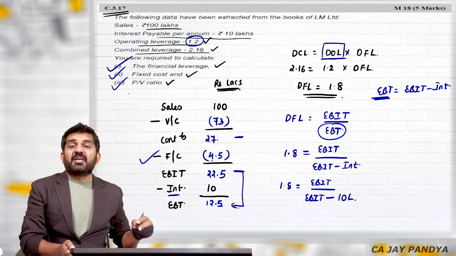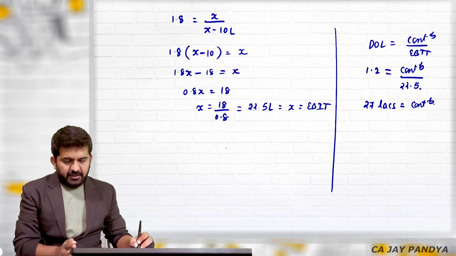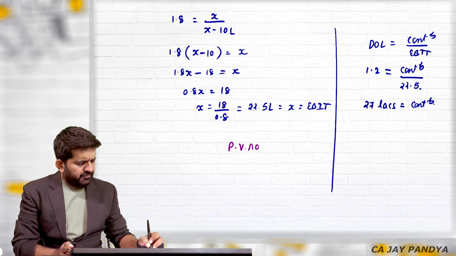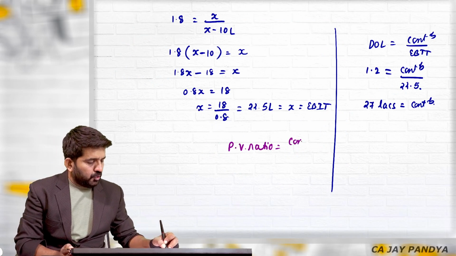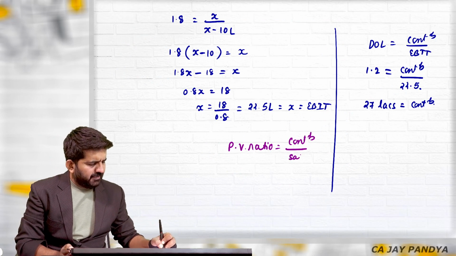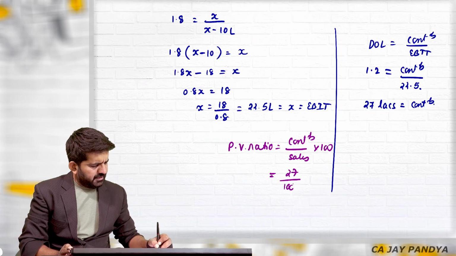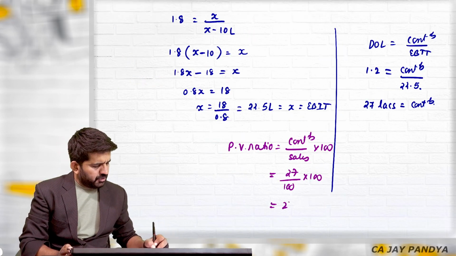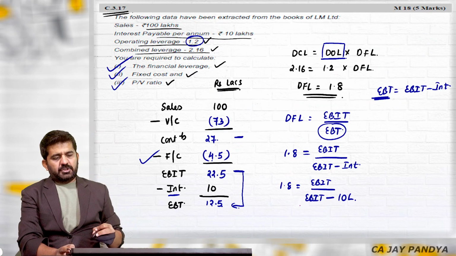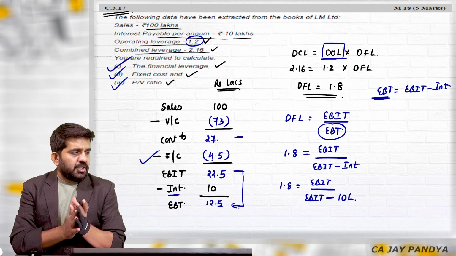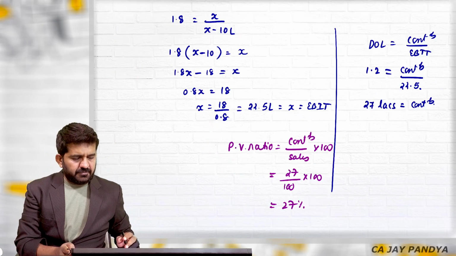I want PV ratio. PV ratio is very simple. PV ratio is equal to contribution divided by sales into 100. Contribution is 27, sales is 100, multiplied by 100 is 27%. I have got all three answers. You will be getting again 5 marks.